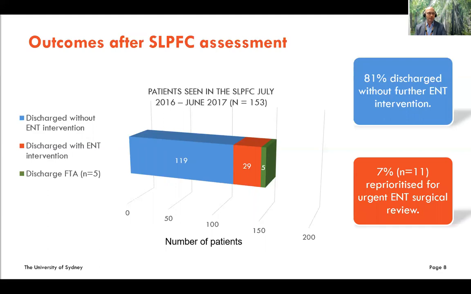However, 11 of those patients were recategorized for urgent ENT management for reasons including organic pathology in the larynx. They were subsequently seen by ENT after an average of 15 days, whereas they may otherwise have stayed on the waiting list for many, many months as a low category patient. There were no recorded adverse events for any of the patients seen in the speech and language pathology first contact clinic.